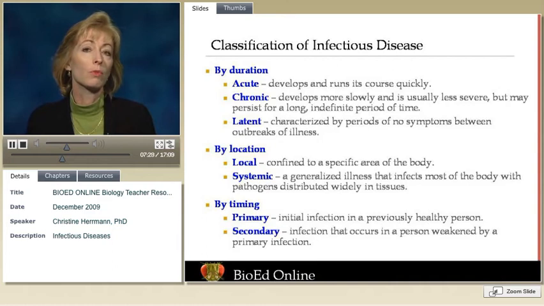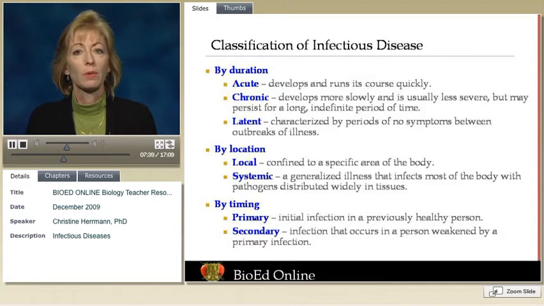Chronic diseases develop more slowly and are usually less severe, but may persist for a long period of time. Tuberculosis is an example of a chronic disease. Latent infections are characterized by periods of no symptoms between outbreaks of illness. An example of this type of infection is cold sores, caused by herpes virus, that can recur after many years.